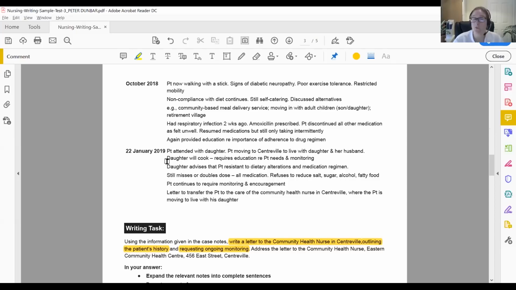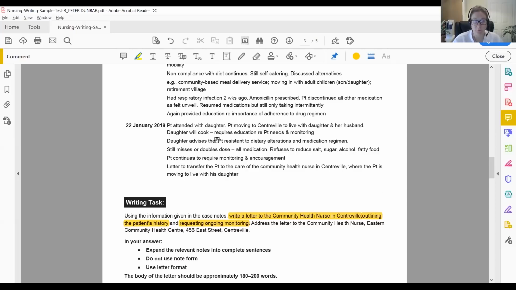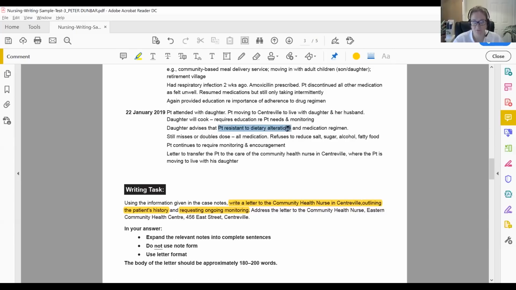So let's look at the most recent date, and that will give us a clue as to what the main focus should be. So 22nd of January, so that would be probably today. Patient moving to Centerville to live with daughter and her husband, daughter will cook, etc., etc. Patient needs monitoring. So the daughter advises that the patient is resistant to dietary alterations and medication regimen. So we already know now that obviously ongoing monitoring is probably going to be for that.